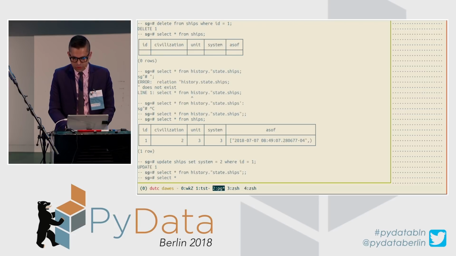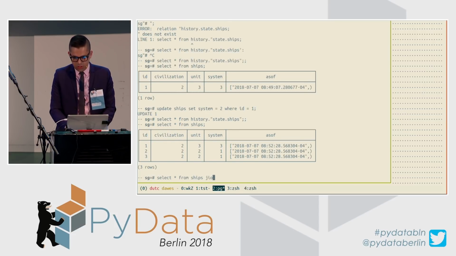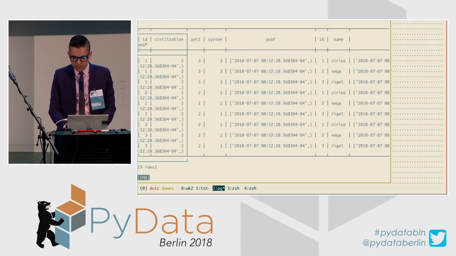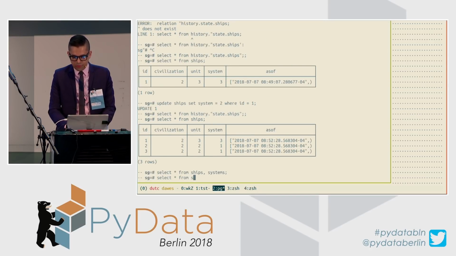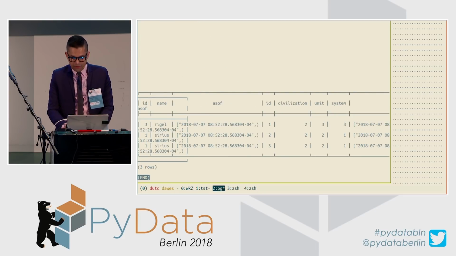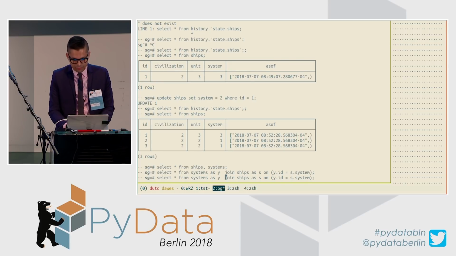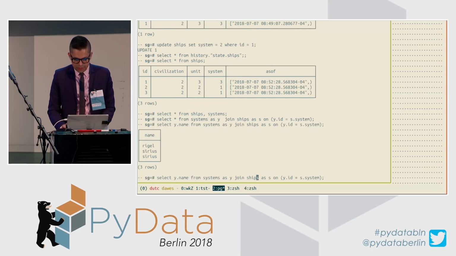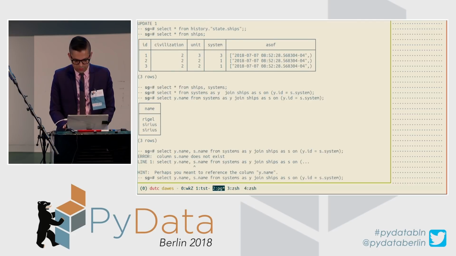What we might do is select star from the ships, and we might select it from the ships in the systems, so we can see every ship in every system. And we might do a join here. So we might select star from the systems, join the ships on the IDs being the same. So that's every ship in every system. And let me make this a little bit easier to read. So that's every system, and we'll see every ship in every system.